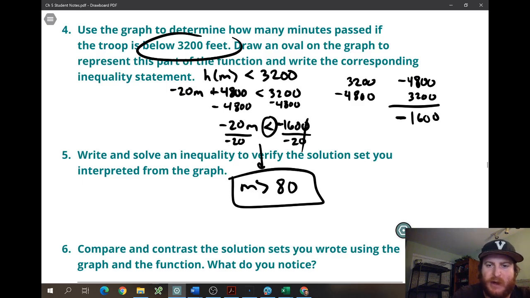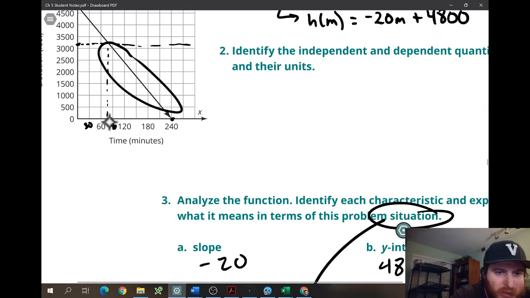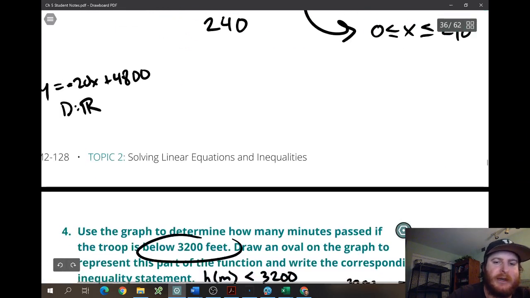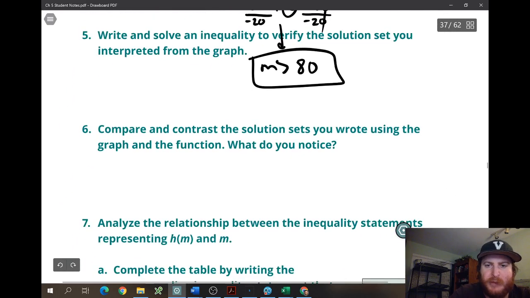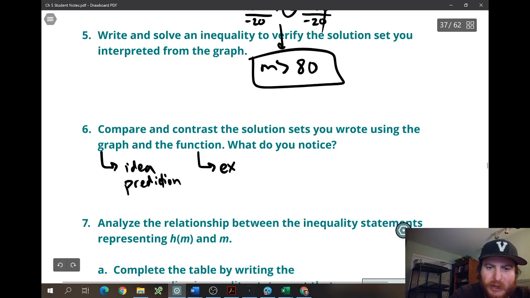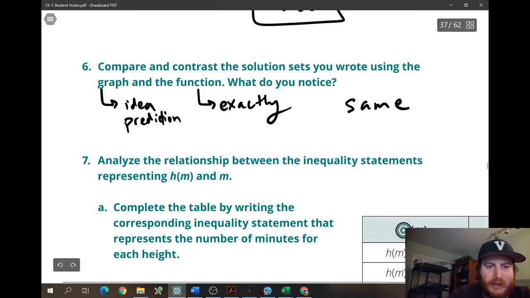It says, write and solve the inequality. That's what we just did to verify the solution from the graph. That's kind of what we were thinking, right? We were thinking some number in between 60 and 90, and 80 is in between them. So looking at the graph, we had a good prediction, but we weren't exact. But when we used the function, then we were able to get it exactly. So that's the main difference. Otherwise, they're pretty much the same. We had the same idea, but the graph just wasn't quite as exact.